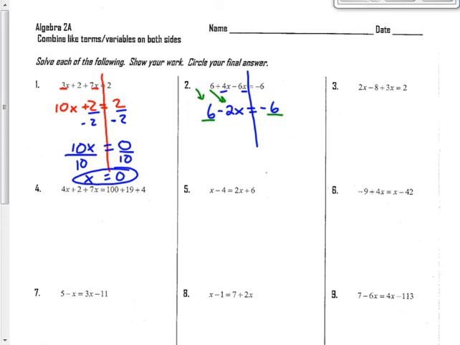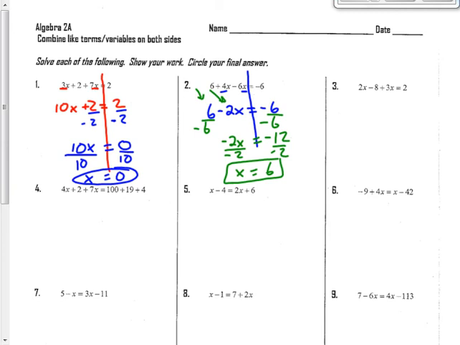And the way that I do that is I move the numbers first. So I get rid of this 6 by subtracting 6. So I'm going to subtract 6 from both sides. So I get negative 2x. Negative 6 minus 6 is negative 12. Negative 2 times x. So I want to do the opposite of that, which is divide by negative 2. And I get x is equal to negative 12 divided by negative 2. Negative divided by negative is a positive. 12 divided by 2 gives me a 6.